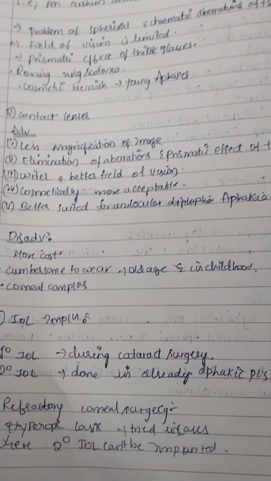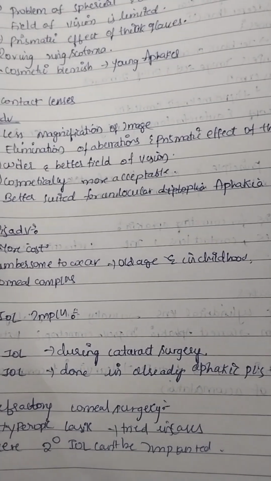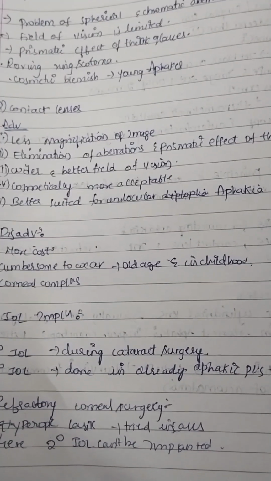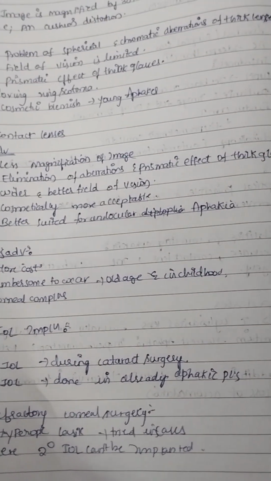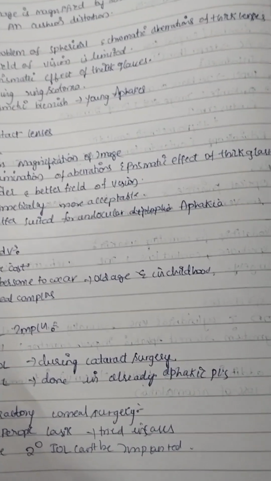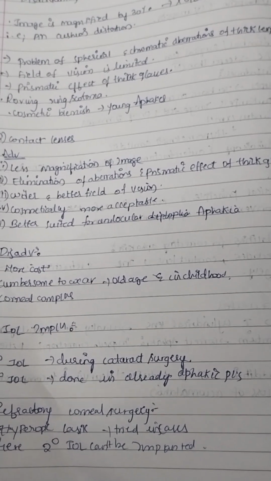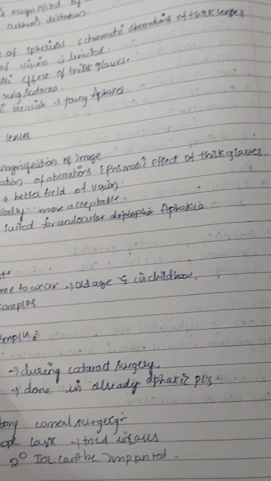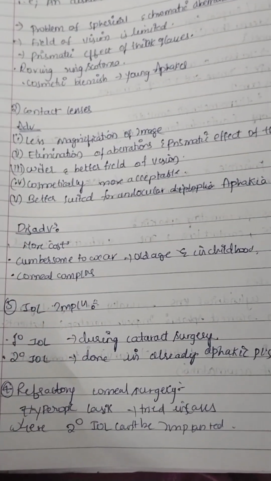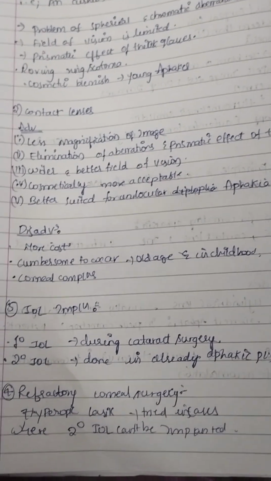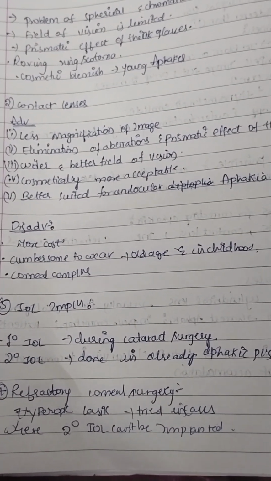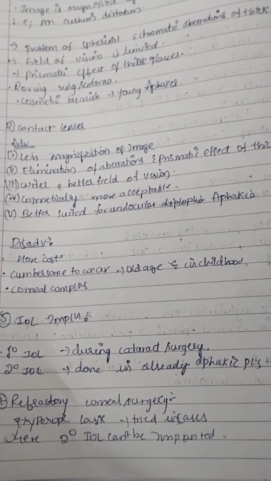So what is the advantage of contact lens? It causes less magnification of image and elimination of aberrations. As we saw before, there will be spherical and chromatic aberrations, and by contact lens you can eliminate them. The prismatic effect of thick lens also can be eliminated. A wider and better field of vision will be there. Cosmetically it is more acceptable, and better suited for unilateral aphakia.